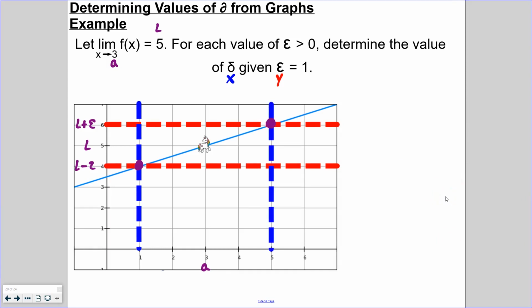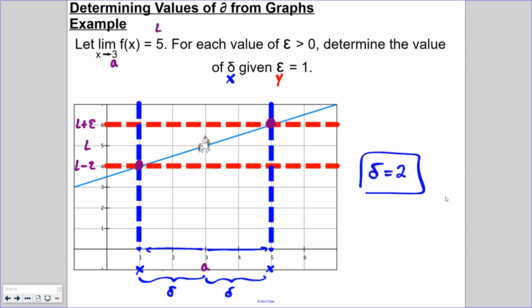Now again, these values represent our x values. And delta is the distance from a to x. So to figure out what delta is, we just need to count how far it takes to get, in this case, from 3 to 5 and from 3 to 1. And we can see here that delta is going to be a value of 2. So when epsilon is equal to 1, delta in this particular case would be 2.